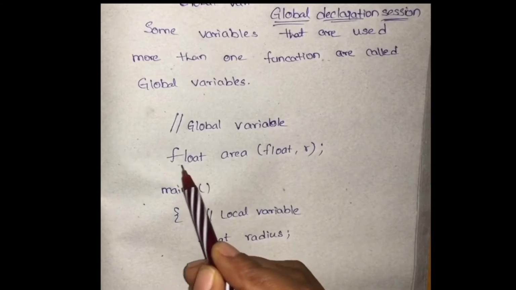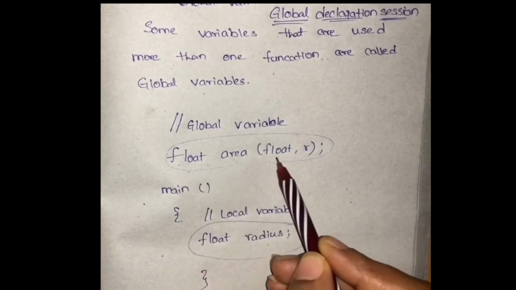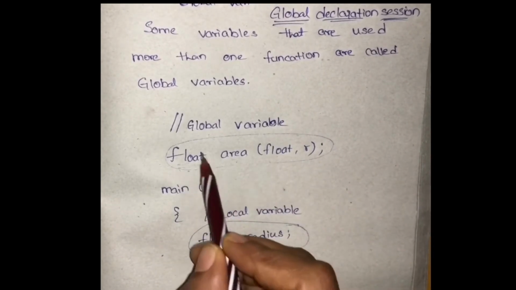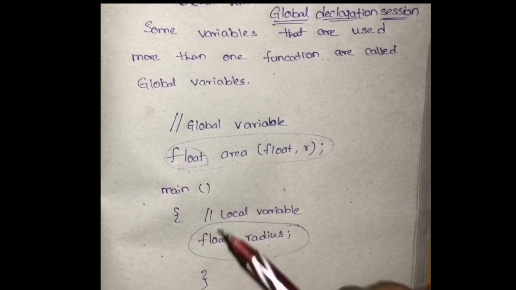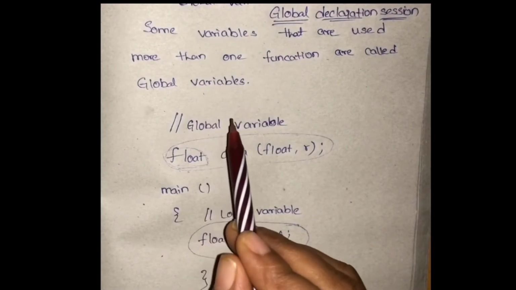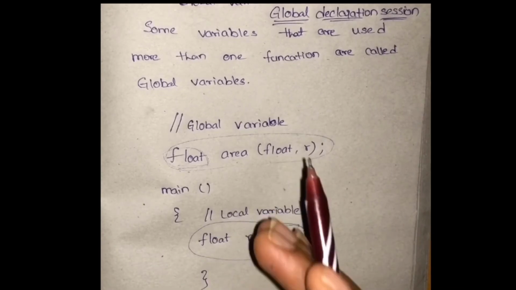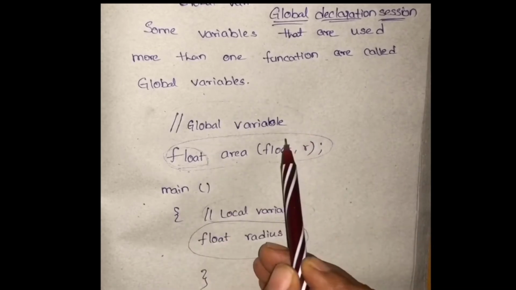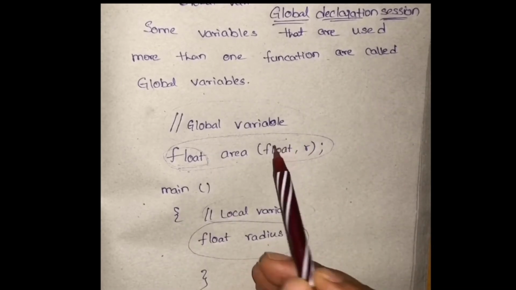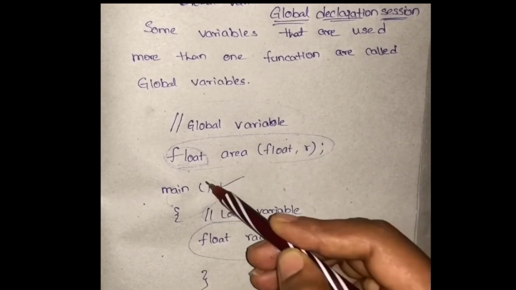Here I am using one function, and under the main function I am using another, with float radius, float area, float r. Float is a data type which I have discussed in my previous videos. You can check once. These variables are declared in the global declaration section. Variable declarations are of two types: local variable declaration and global variable declaration. Local variables are declared inside the main function and global variables are declared outside the main function.